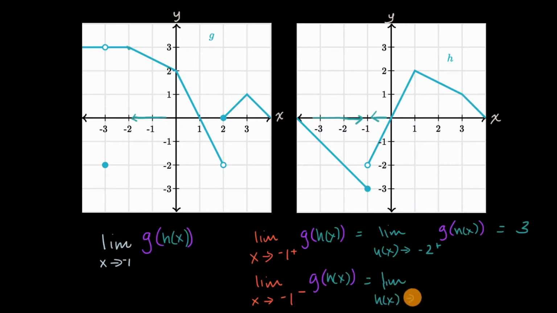We can say this is the limit as h of x is approaching negative 3, and it is approaching negative 3 from values greater than negative 3. h of x is approaching negative 3 from above, from the right, and then of g of h of x. So another way to think about it, what is the limit as the input to g approaches negative 3 from the right?